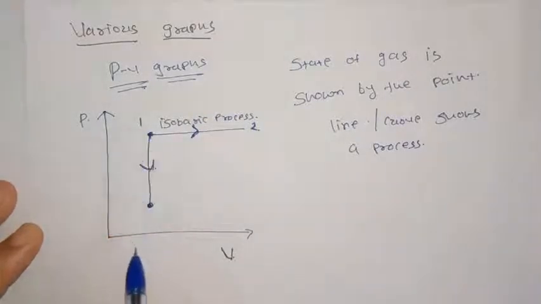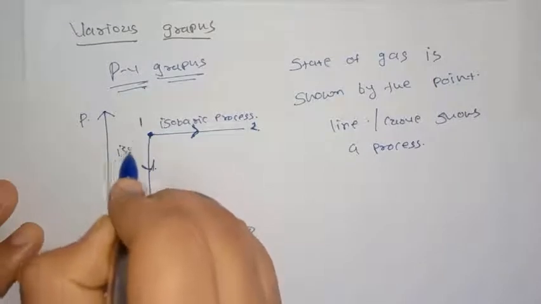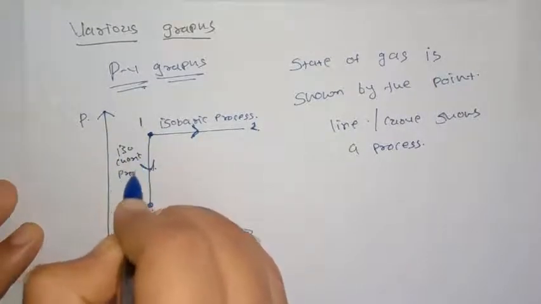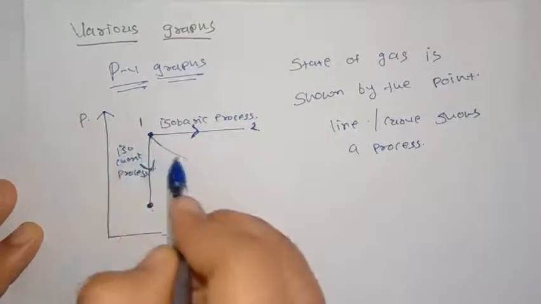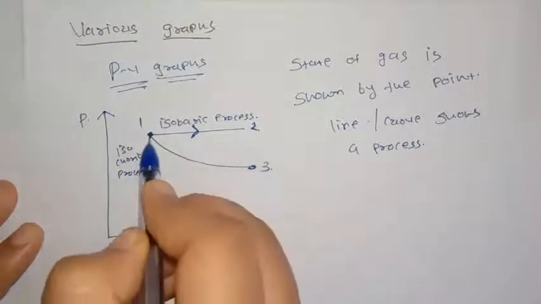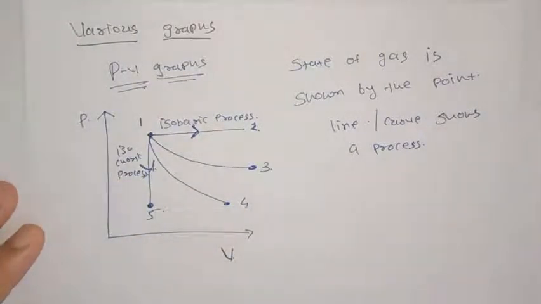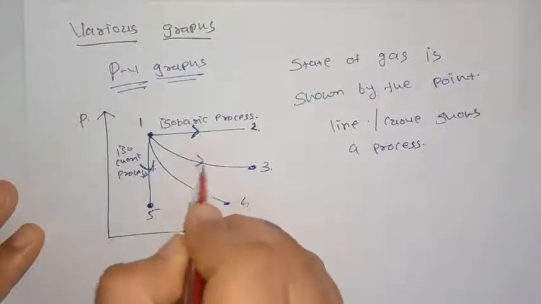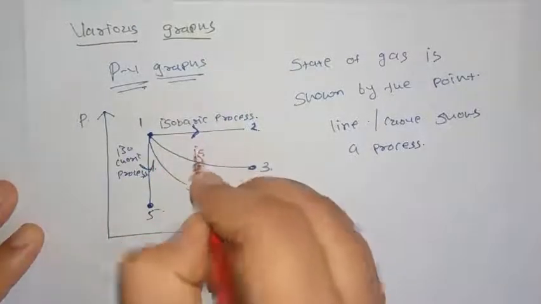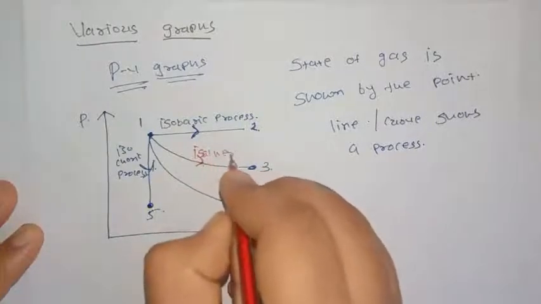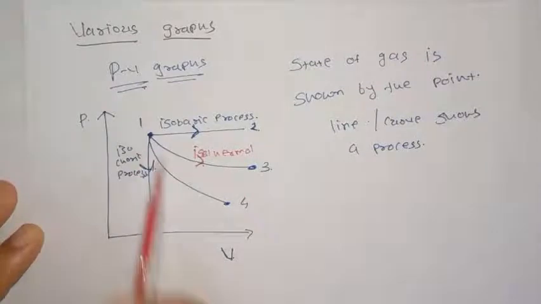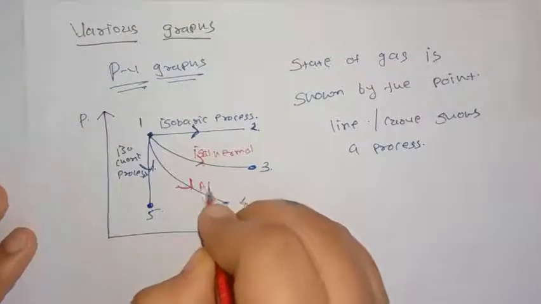In this line, the volume remains constant, pressure is decreasing, but the volume remains constant. So it is an isochoric process. The process from 1 to 3, in the PV diagram, is an isothermal process. And the process from 1 to 4 is the adiabatic process.